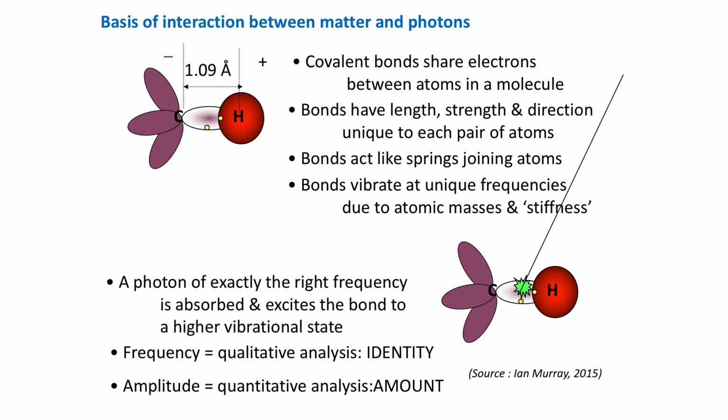And what happens when we use the technique? A photon of exactly the right frequency is absorbed and excites the bond to a higher vibrational state. This frequency depends on the bond. Okay? Every bond has its own frequency. When you apply these techniques, the frequency gives the qualitative information, the qualitative analysis. It's the identity. And the amplitude, the quantity of waves absorbed, gives the quantitative analysis. It's the amounts.